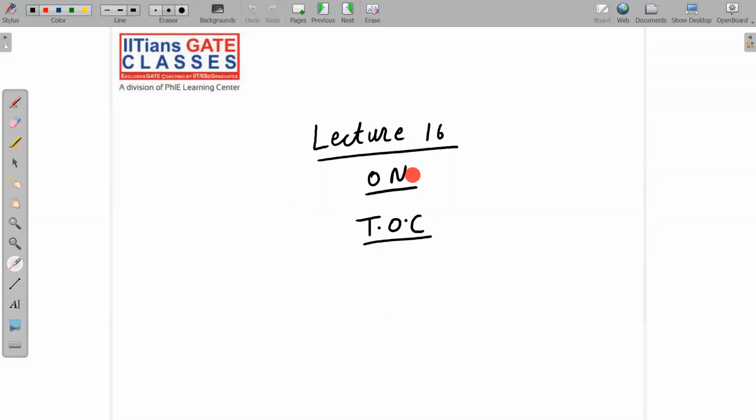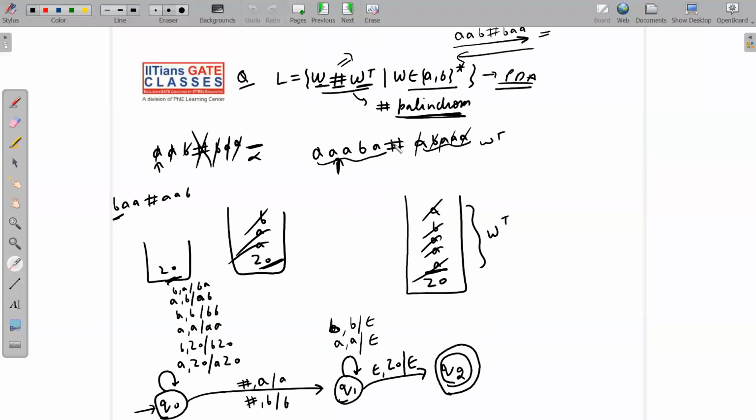This is lecture 16 on TOC, and in this lecture we are going to complete our chapter 3, that is PDA and CFLs. In the previous lecture we were discussing one language, the hash palindrome, in which we have W followed by hash followed by W transpose. That means the reverse of W will be placed after hash, and it was known as hash palindrome. We constructed a PDA for it, and it was the given PDA.